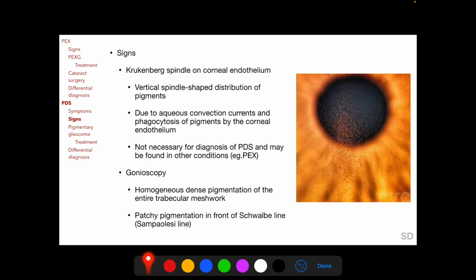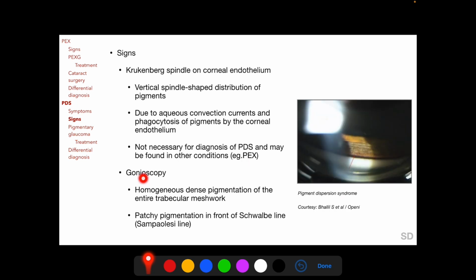And Krukenberg spindle has a vertical spindle-shaped distribution of pigments on the corneal endothelium. This distribution is said to occur due to aqueous convection currents as well as phagocytosis of pigments by the corneal endothelial cells. But Krukenberg spindle is not necessary for the diagnosis of pigment dispersion syndrome and may also be found in other conditions such as pseudoexfoliation.